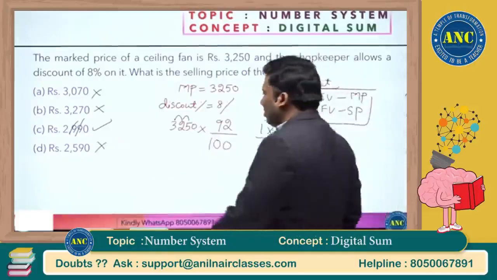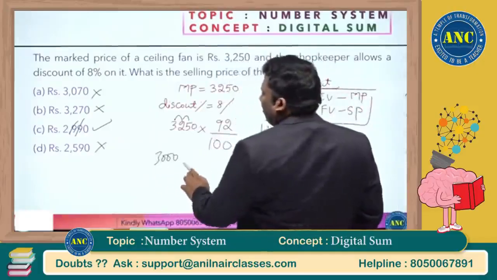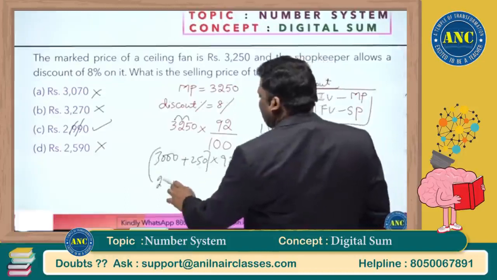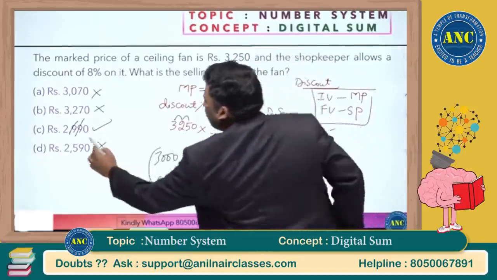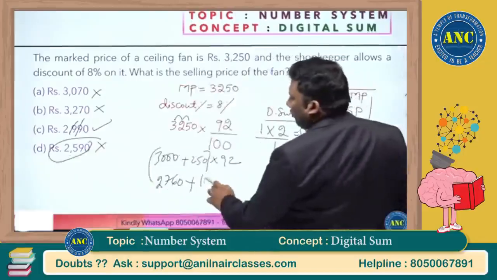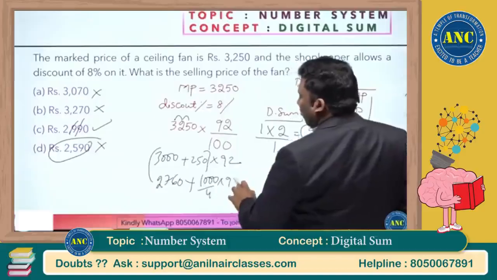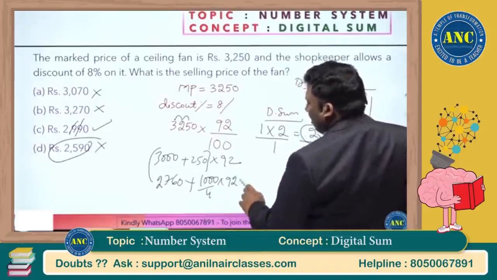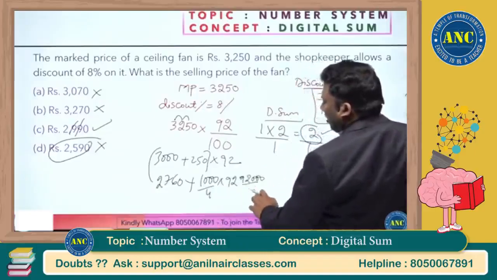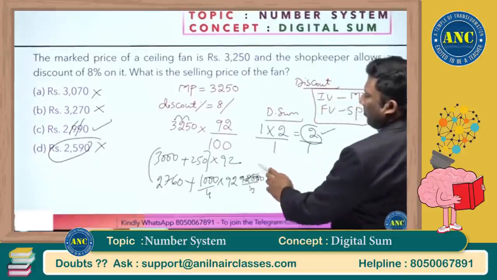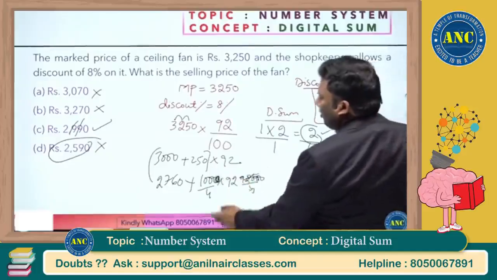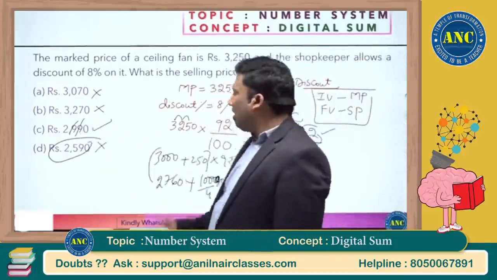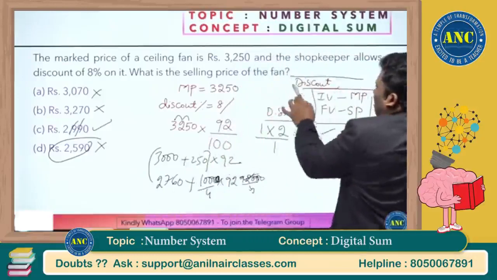Even if you solve it like this, 3000 plus 250 into 92. It is 2760 plus, so 2990 it is. 250 can be written as 1000 by 4 into 92. So from here it is 92,000 divided by 4, 2000 something I will get, which is 2990. Best is a digital sum.